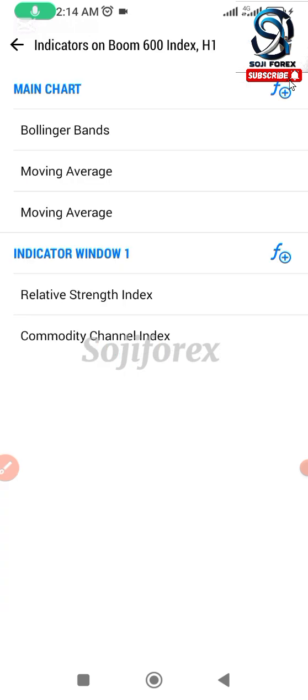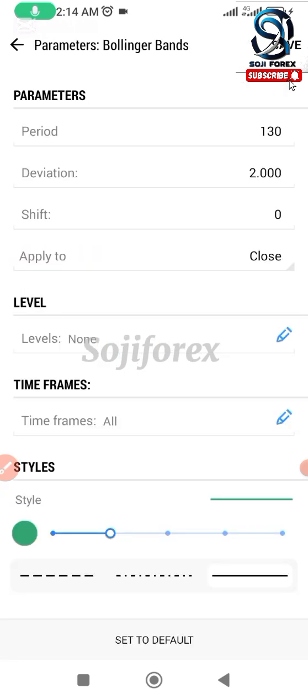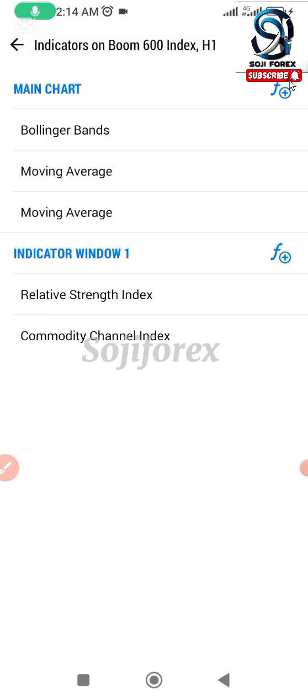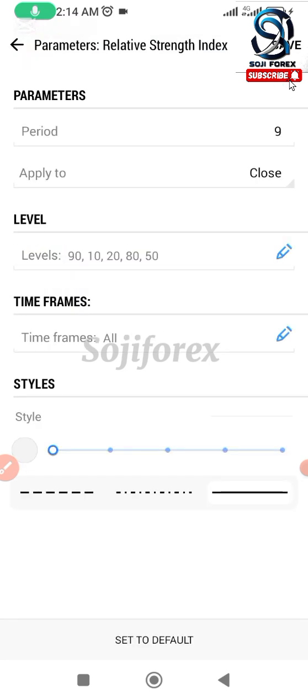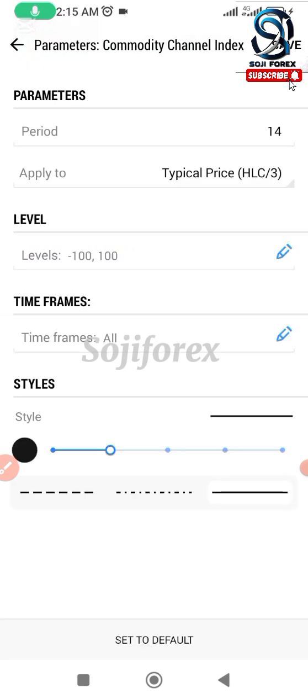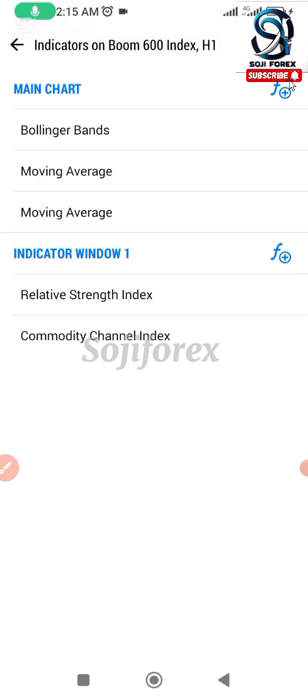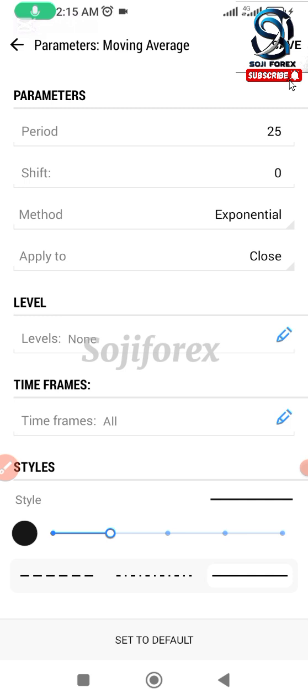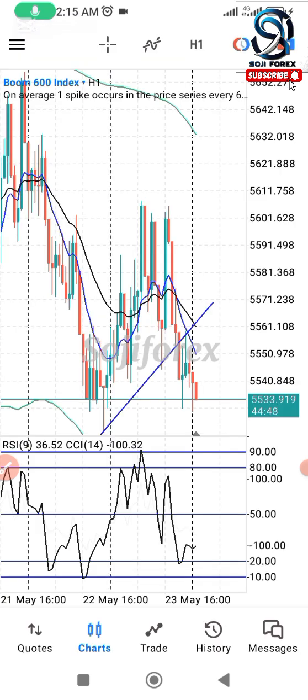Here's our indicator setup. I just set up the first one. Here's the Bollinger Band. The period is 130. Take a screenshot and do the setting on your own. And here is our CCI, our commodity channel index, and of course our moving average. The period is 25 and that of period 10 respectively.